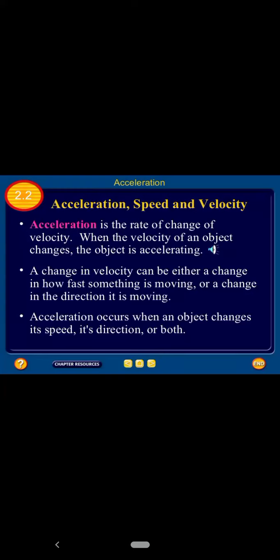In this section I will discuss acceleration. Acceleration is the rate of change of velocity. When the velocity of an object changes, the body is accelerating. A change in velocity can be either a change in how fast something is moving or a change in the direction it is moving. Acceleration occurs when an object changes its speed, its direction, or both.